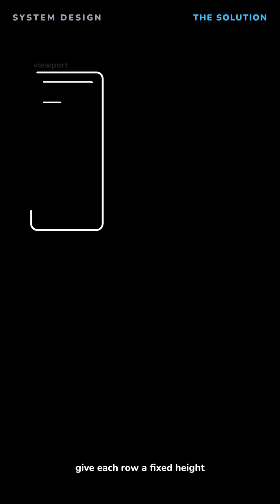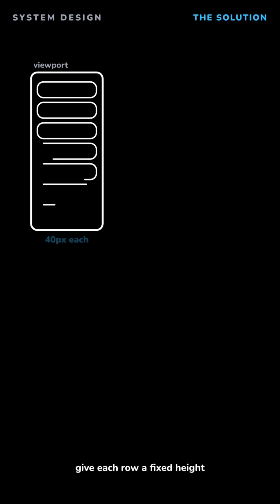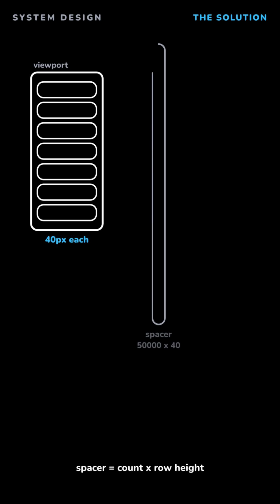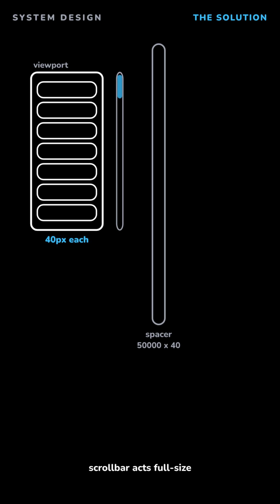First, give every row a known fixed height, say 40 pixels each. Multiply by the count to get the total height, and set one tall spacer. That spacer makes the scroll bar behave as if all 50,000 rows exist. But inside it, you only ever place the small handful that are on screen.